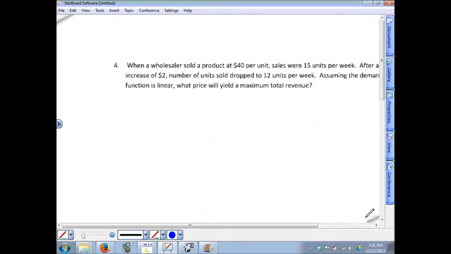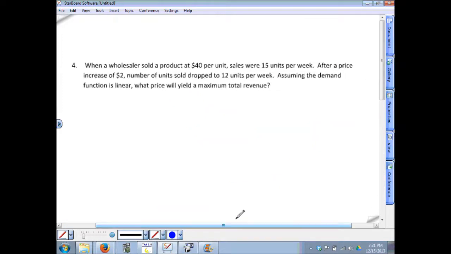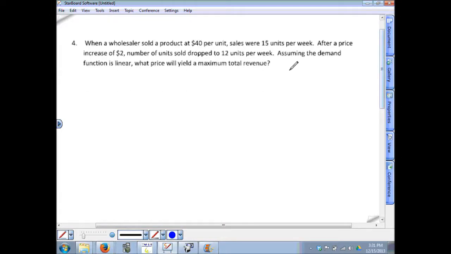Okay, question 4. What price will yield a total maximum revenue? So we have been given no revenue function in here to work with, but what was taught was that revenue, this is from section 3.5, revenue is equal to x times p, where p is the demand function. We haven't been given a demand function either, but we have been given information regarding the demand.